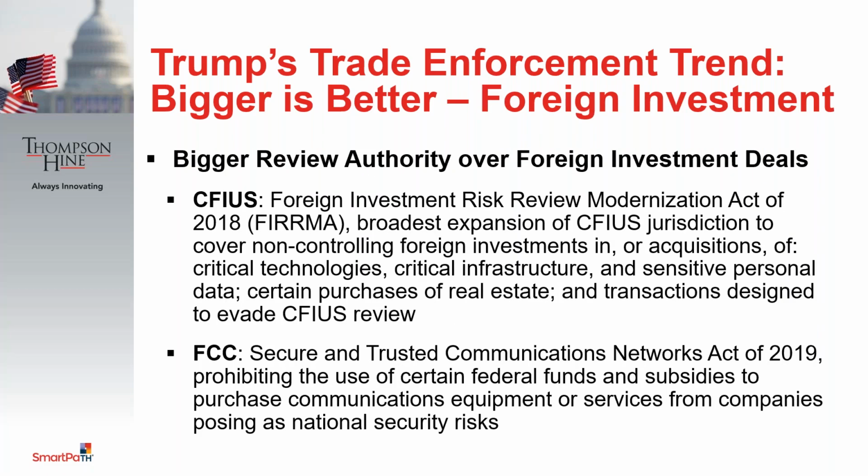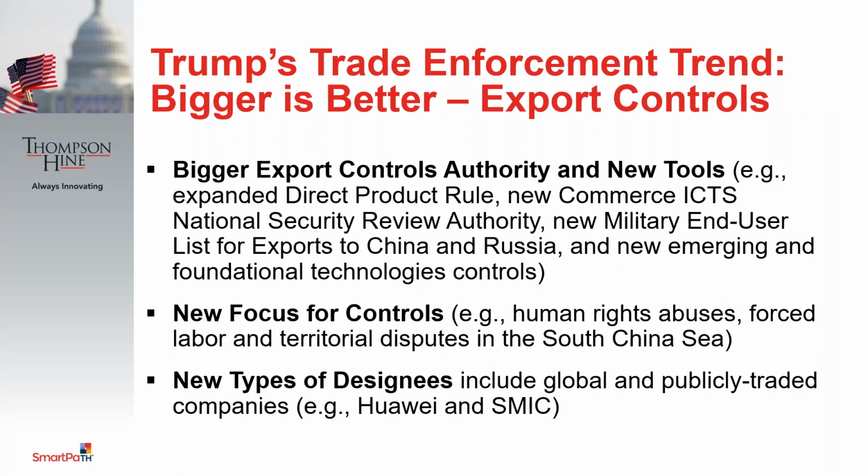Same thing with export controls. Previous slide, please. We also saw, as I mentioned, the expansion of the direct product rule, a new Commerce authority, which we're looking to dig into further to figure out what the parameters are and will be. And something I didn't mention before is the focus on new emerging and foundational technologies controls in the United States and elsewhere, in terms of increasing U.S. competitiveness in technology. There was also an expansion of export controls for new reasons, or at least reasons that hadn't been the only target of export controls: human rights abuses, forced labor, and even territorial disputes in the South China Sea. And again, targeting large publicly traded companies. Next slide, please.